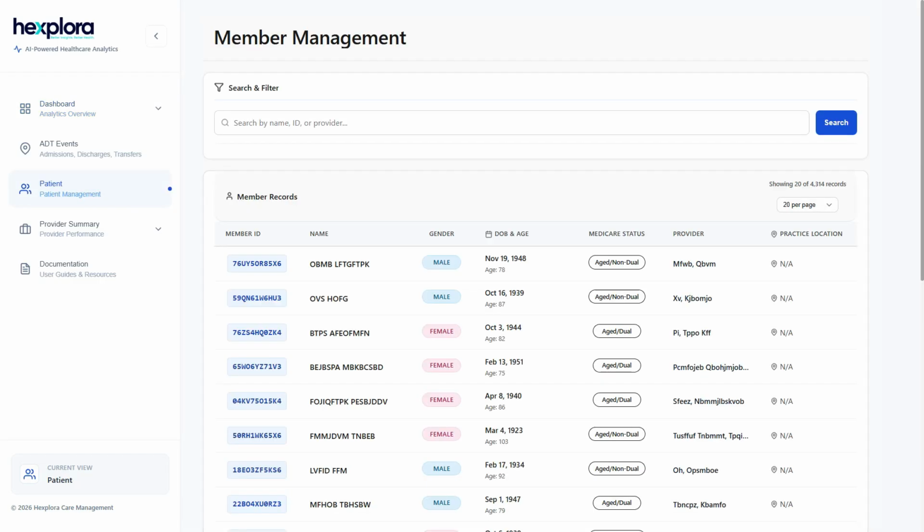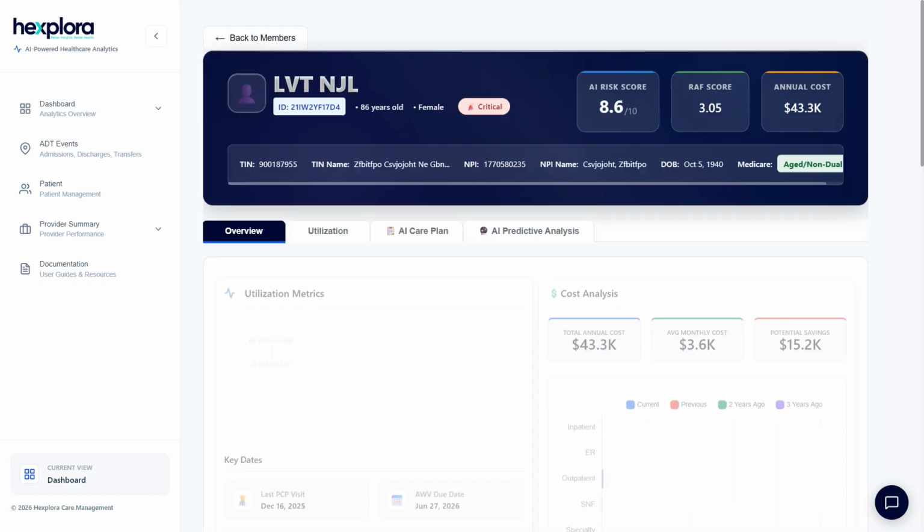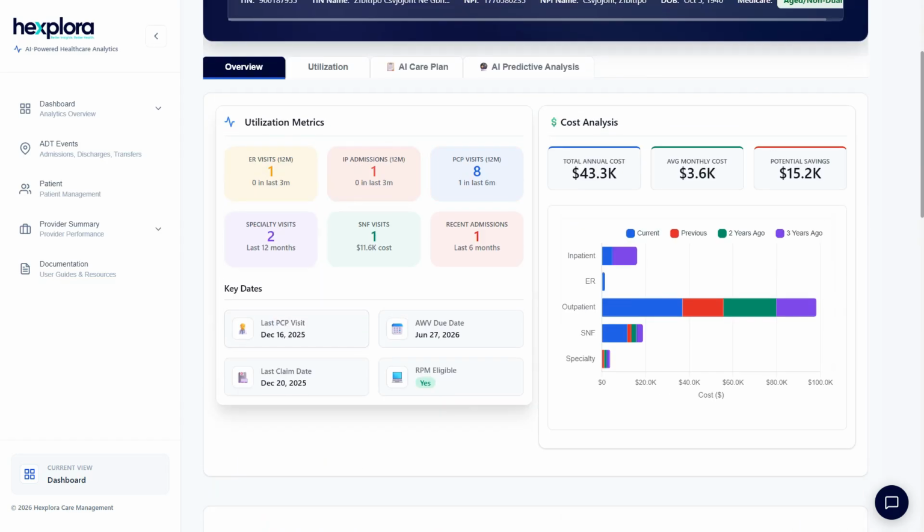Now, let's search for a member using their member ID or member name. Once the patient ID is selected, the user is taken to the member profile. This is the member profile report, a complete 360-degree view of an individual patient, designed for care managers, coders, and clinicians. At a glance, we see demographic, risk, RAF score, annual cost of the member and provider details in the header section. The utilization metrics section reveals this patient's care patterns at a glance.